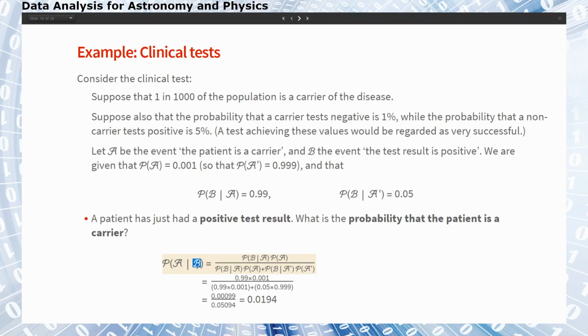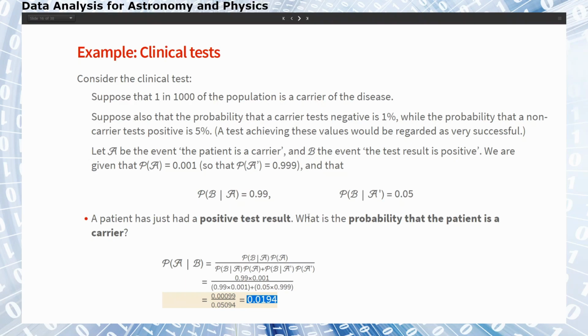Applying our definition from the Bayes theorem, this is the probability of B given A times the probability of A, divided by the probability of B, which can be expanded into these two individual cases, namely P(B given A) times P(A) plus P(B given not A) times P(not A). And we know all these probabilities. When we fill them in, we find a probability of about 2%.